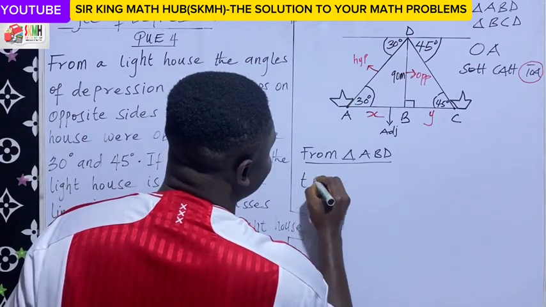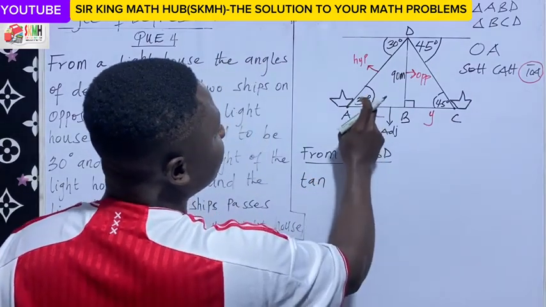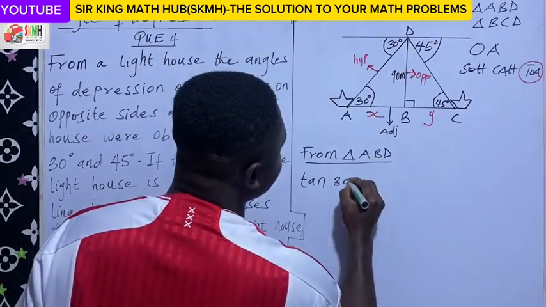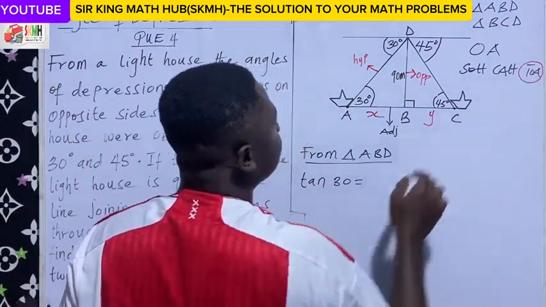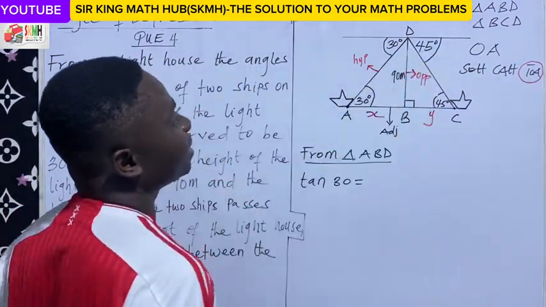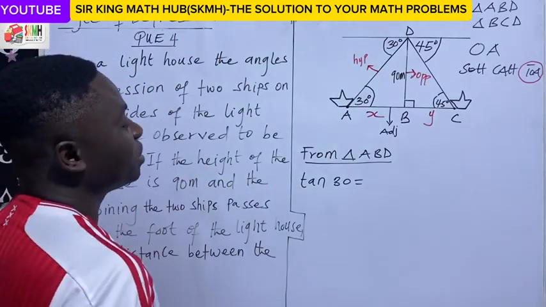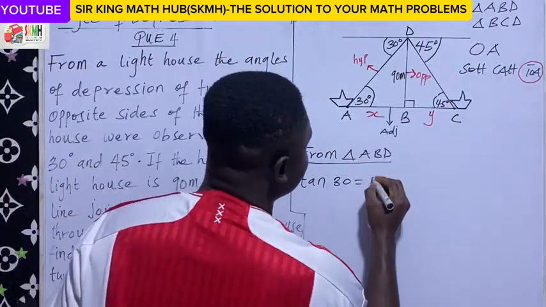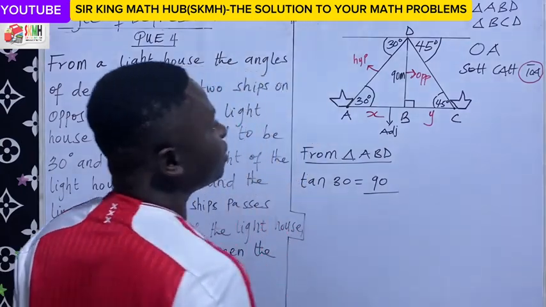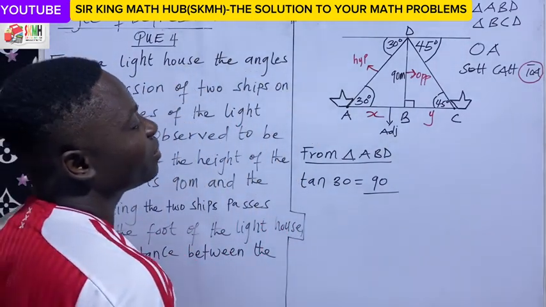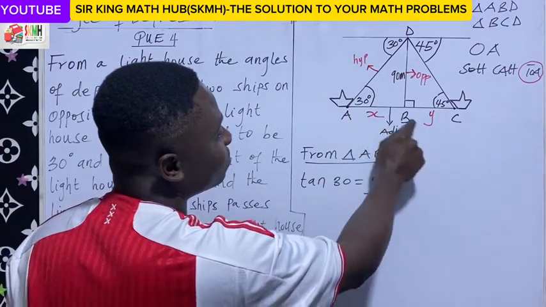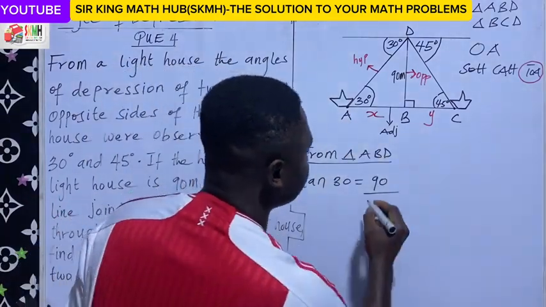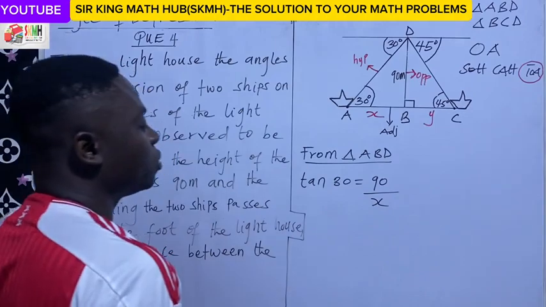TOA says that the tan of the acute angle here, which is 30 degrees, must be equal to the length of the opposite. In this case, the height of the lighthouse becomes the opposite. It was given as 90, divided by the length of the adjacent. In this case, the adjacent is line AB, which is represented as x. So let's solve for x.